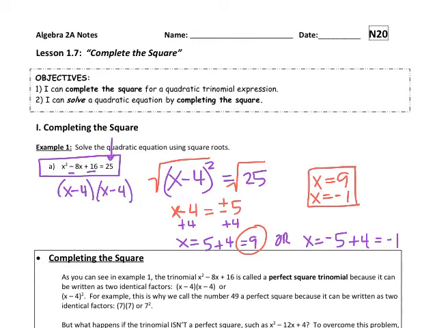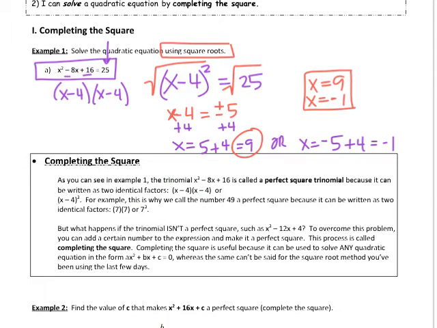Now I could have done this another way, but because it told me in the directions to use square roots, I had to go about it the way that I've shown you here. The next thing you see on your note sheet is some information about completing the square. So this is completely new. We're going to go ahead and read through it, and then we're going to do some examples that show you how to use it.